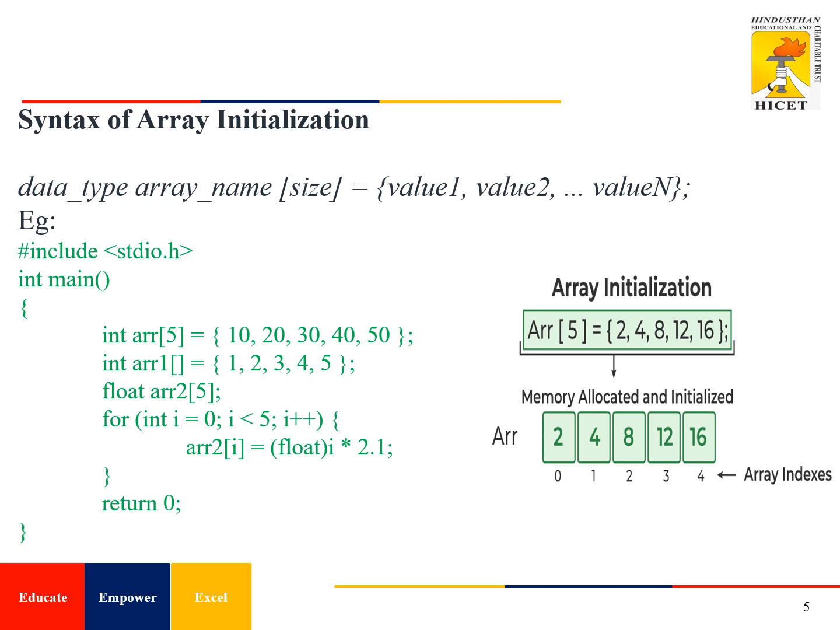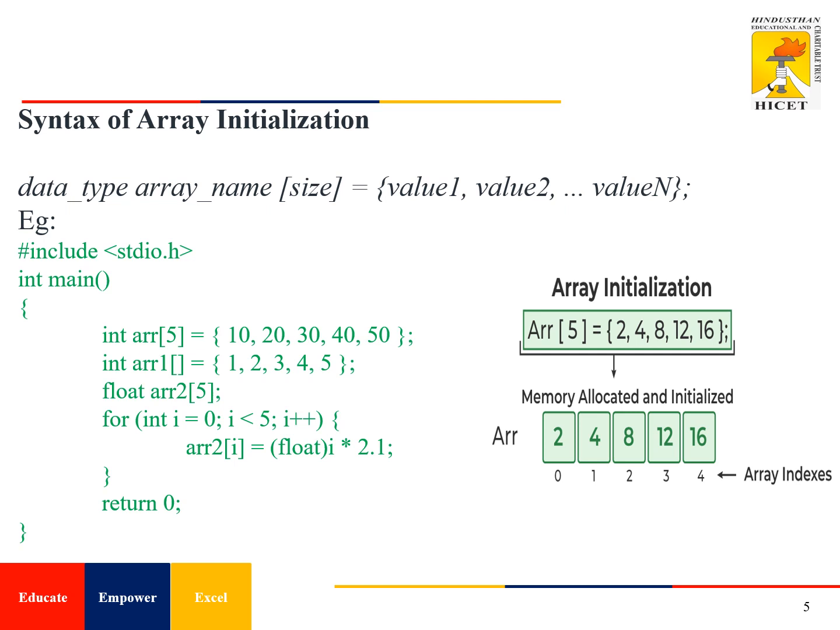Next is the syntax of array initialization. We already know what declaration is. Declaration means we are just creating an array. Array initialization means whatever array is created by you is going to be assigned some values. So the syntax is data type, array name, size.